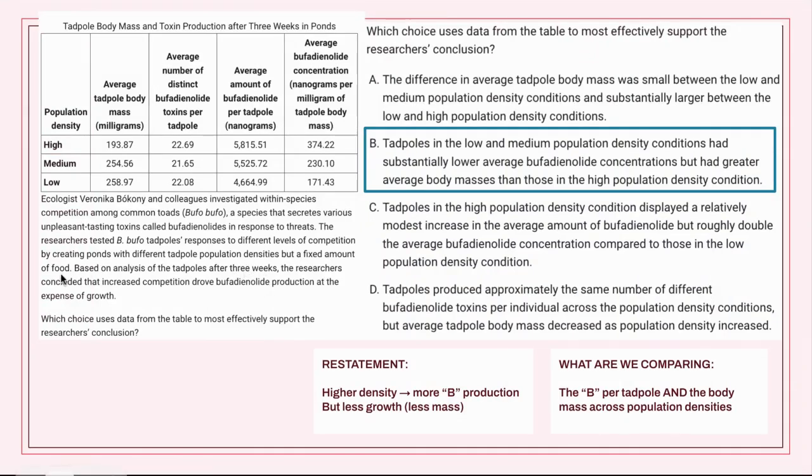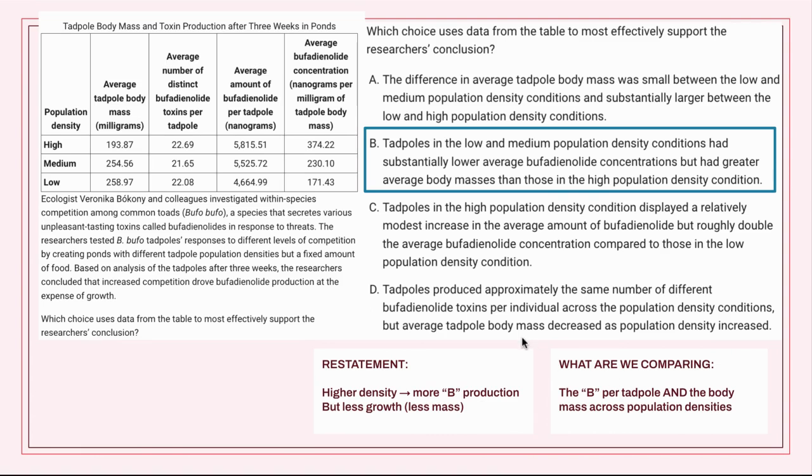So it should be addressing all parts of the conclusion. So it is comparing, it is talking about this bee stuff, but since it's not talking about growth, this cannot be the right answer. D, tadpoles produced approximately the same number of different toxins per individual across the population density conditions, but average body mass decreased as the population density increased.